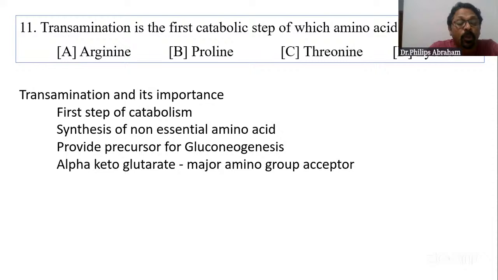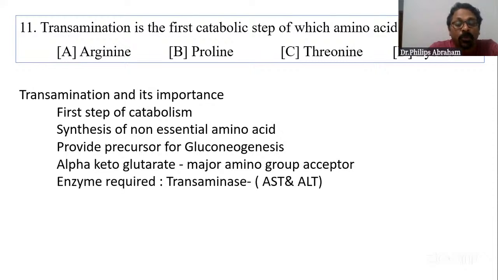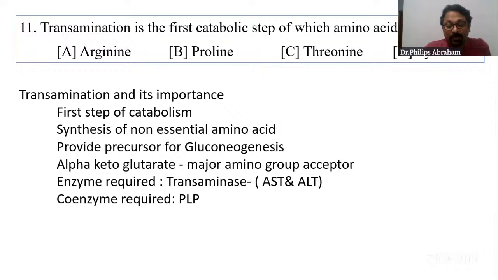That's the point. Now, in this transamination reaction, we need an enzyme called transaminase. The major clinically important transaminases are AST and ALT. So here comes the question: what's the importance of these two? These two enzymes are elevated in hepatocellular damage. So hepatocellular damage can be identified by analyzing the level of AST and ALT in the blood. And the coenzyme required is PLP.